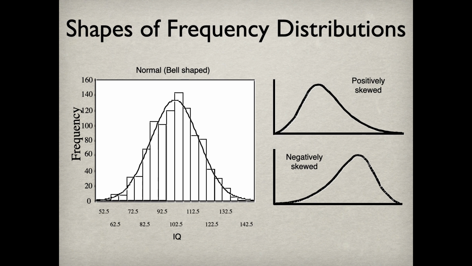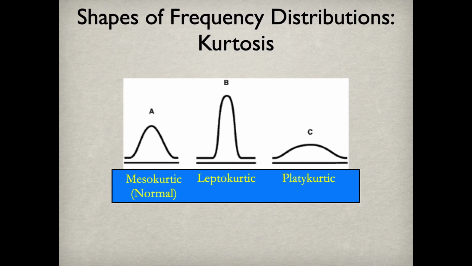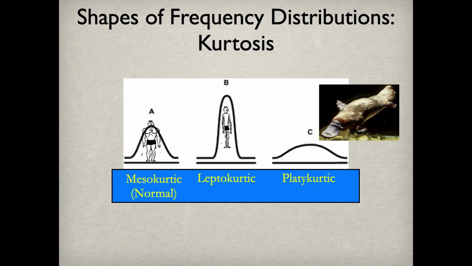The other aspect of the shape of a distribution that can be calculated is the kurtosis. And we mentioned kurtosis in the book last week. There are really three ways that we think about kurtosis. If we have something that looks like a normal shaped distribution, we say it has a mesokurtic distribution.